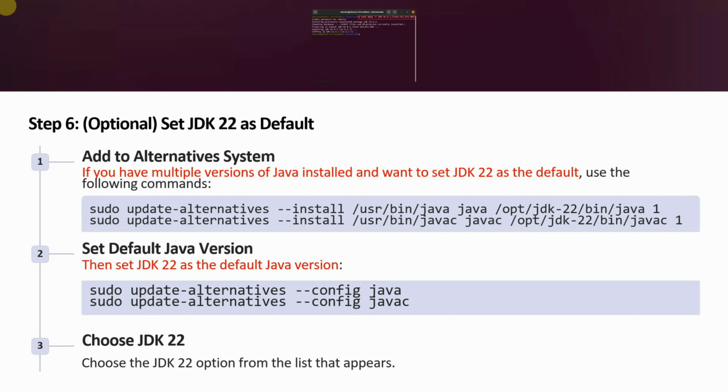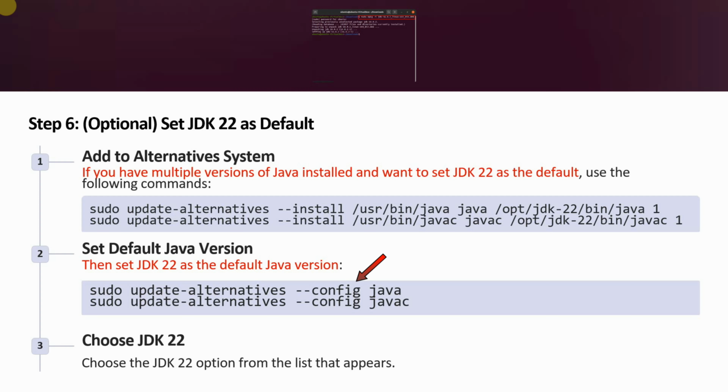Step 6 is optional, which is set JDK 22 as default. If you have multiple versions of Java installed in the Linux server, and you want to set JDK 22 as the default, then use the following two commands. To set JDK 22 as the default Java version, you have to run these two commands.